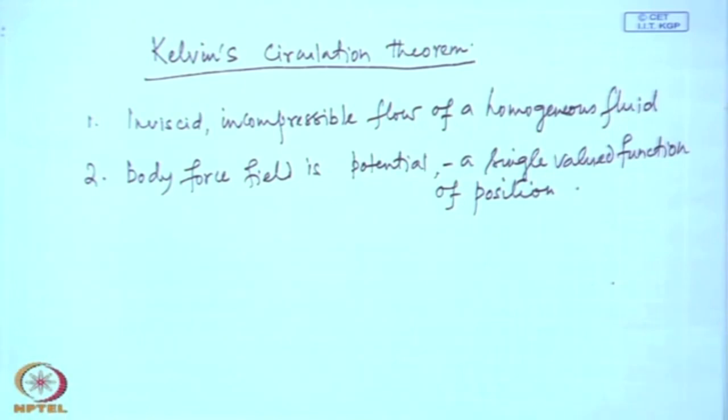Now, consider a material closed curve, not just any curve, consider a material closed curve. We are not considering a special curve, we are considering a material curve, a curve made up of certain fluid elements. So, that means as the fluid element moves, this curve also moves, and the fluid elements will move with different velocity. So, the curve will also go on changing its shape and size.